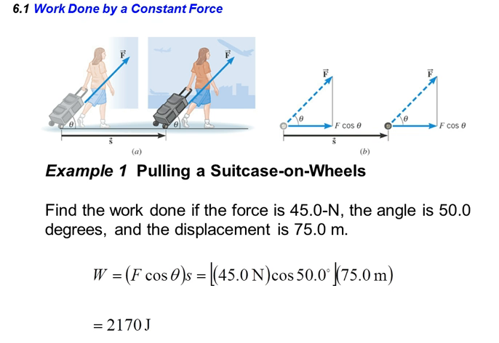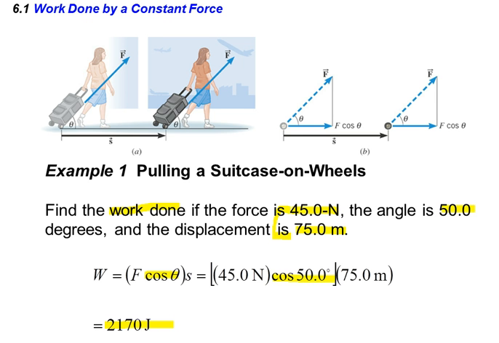So here's an example. We have someone pulling on a suitcase, and we want to find the work done if the force is 45 newtons, the angle is 50 degrees, and the displacement is 75 meters. If we were just pushing with 45 newtons in the direction of our displacement, we would simply multiply these two numbers together, and that would be our work. But since we're at an angle, we have to use cosine of theta, which in this case is cosine of 50 degrees. Multiply the three together, and we get 2,170 joules.